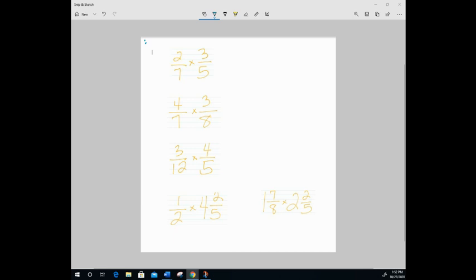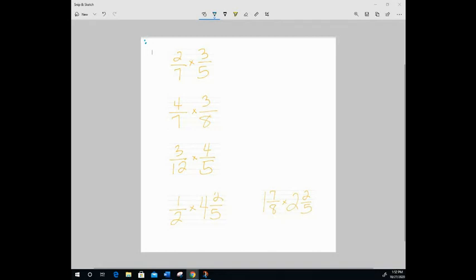All right, ladies and gentlemen, in this video, I'm going to show you how to multiply fractions as well as mixed numbers. So anytime you're multiplying with fractions, the first thing you want to do is change any mixed numbers to improper fractions. So looking at this first problem, I don't have any mixed numbers, so I can pretty much skip that step.